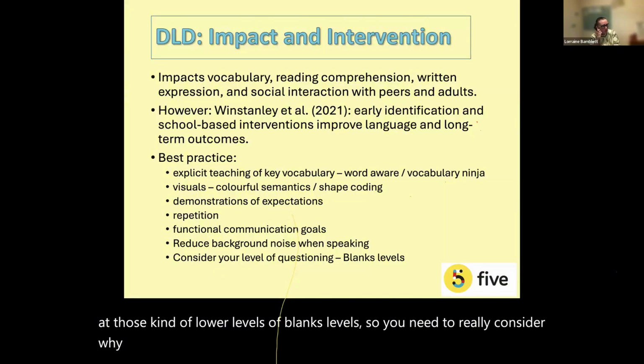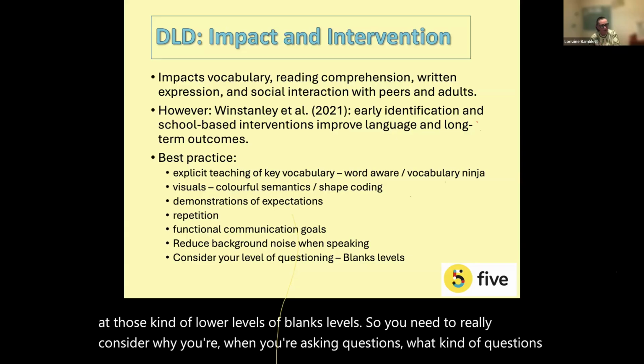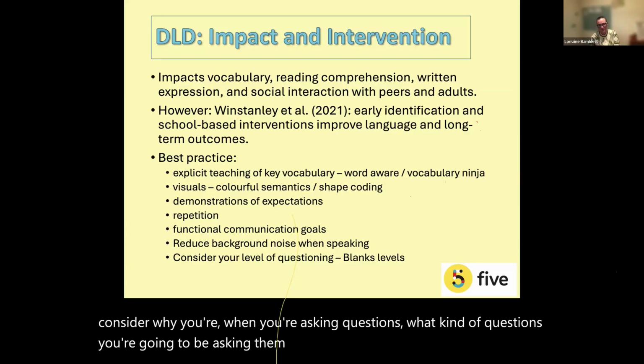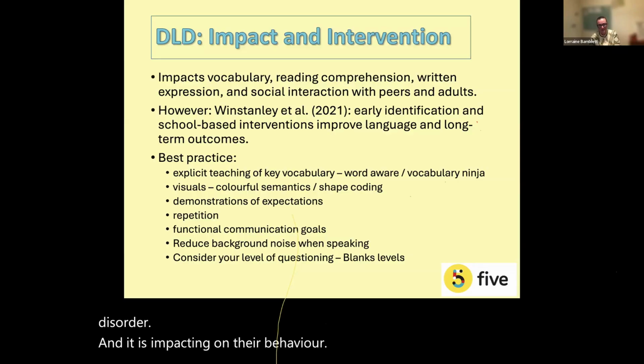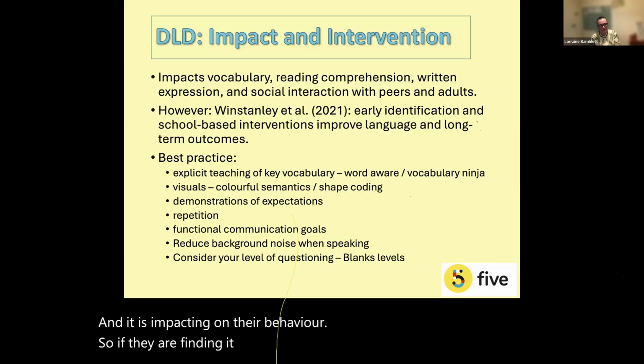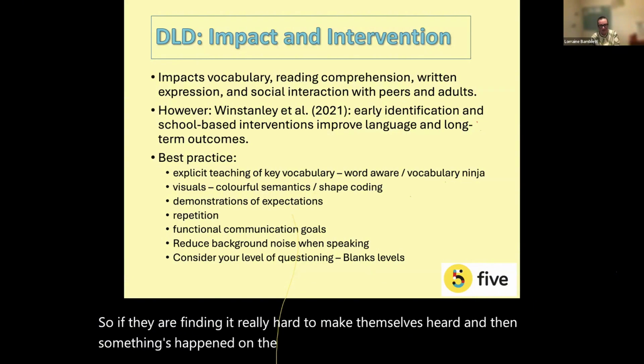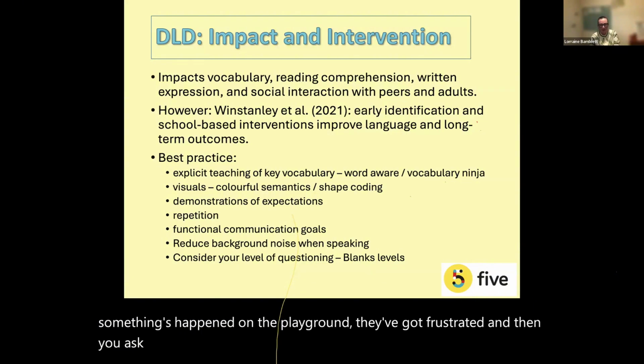when you're asking questions, what kind of questions you're going to be asking them, especially if we're thinking about those children who potentially have language disorder and it is impacting on their behaviour. So if they are finding it really hard to make themselves heard, and then something's happened on the playground, they've got frustrated, and then you ask them, why did you do that?